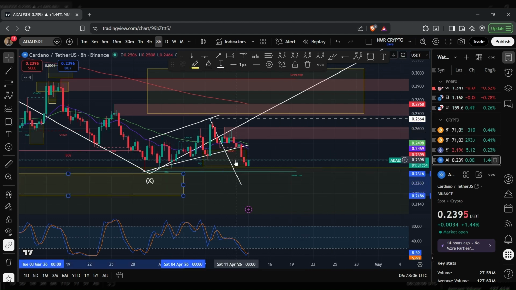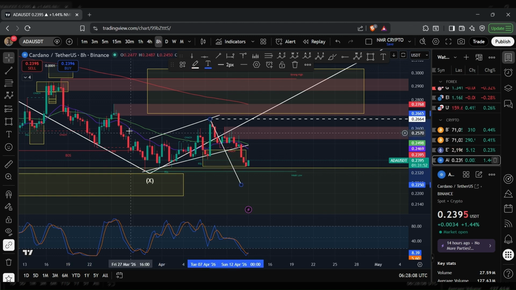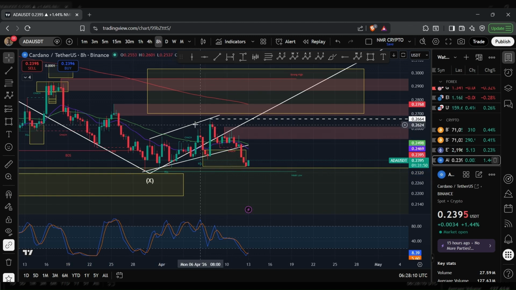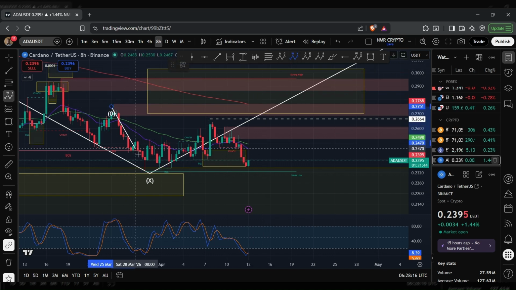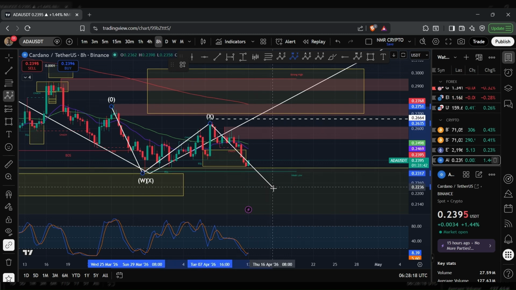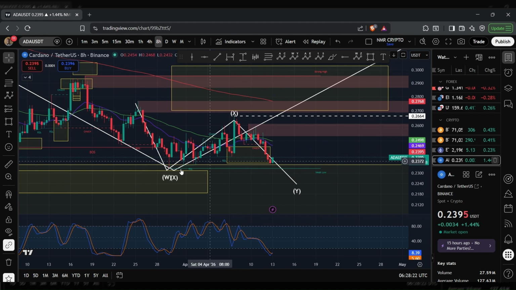And this bear flag pattern also falls in line with a corrective move to the downside from an Elliott Wave Theory point of view. And so if I was to remove this and draw this in, it looks like what we are forming right now is a WXY structure. And this structure will become validated if the price of ADA was to fall below this level here.